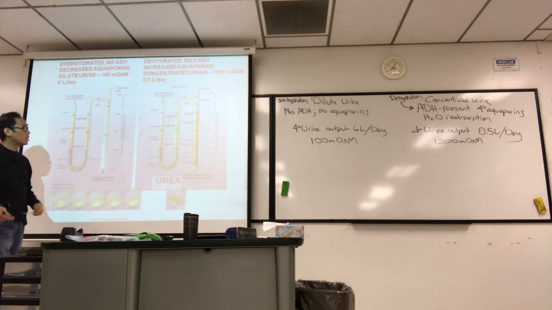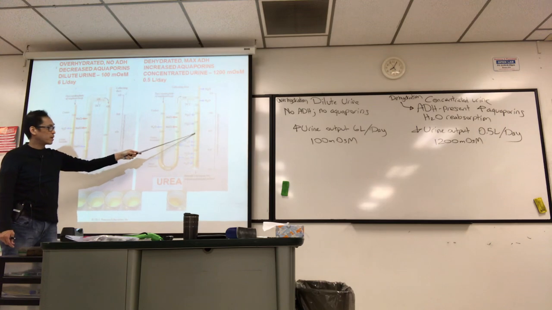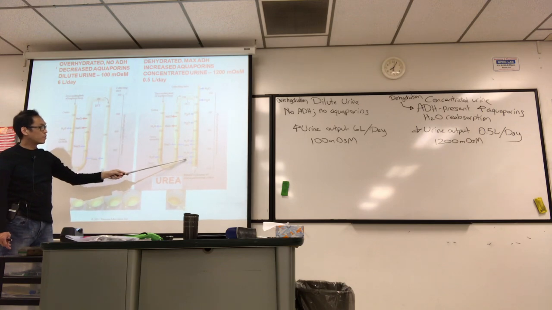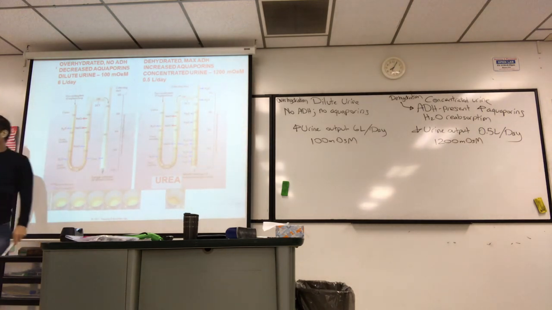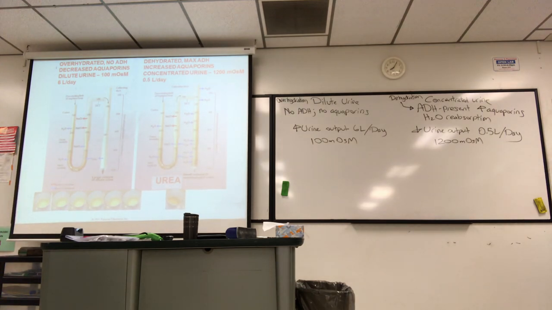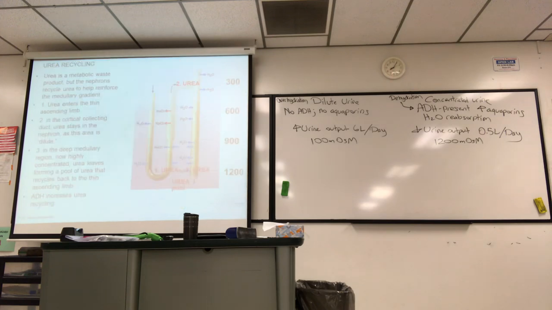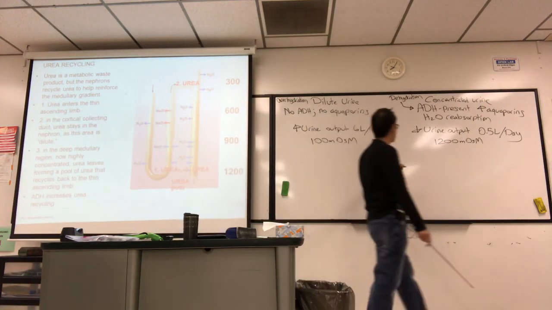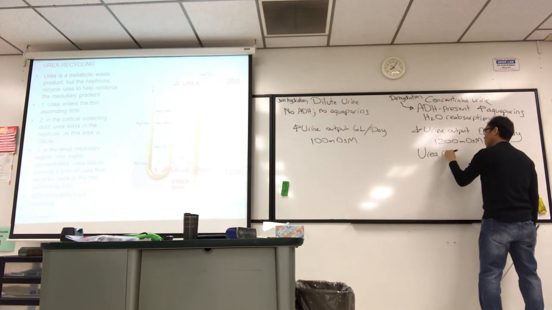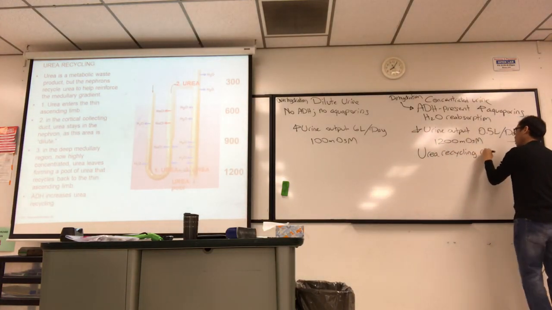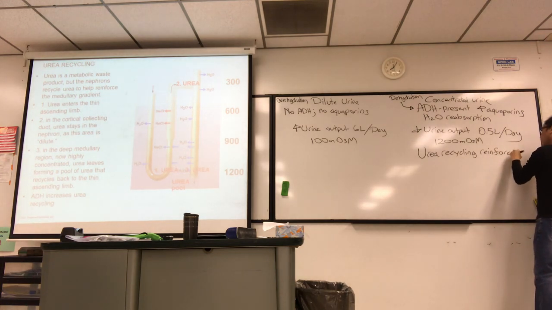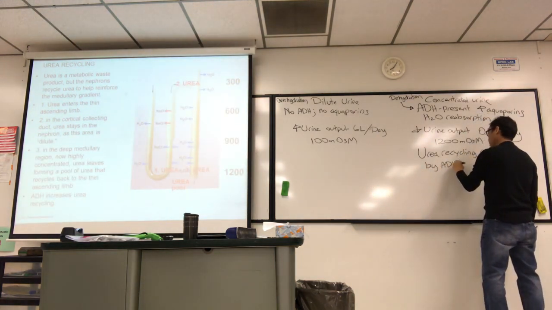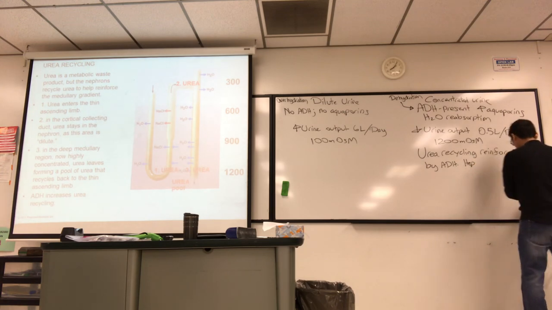However, if aquaporins are present, water leaves, and so you concentrate the filtrate on the way down, especially deeper. The deeper you go, the more water that leaves, especially because you have urea present. Urea is recycled in the medullary interstitial. I'll slide on that. But basically, for the formation of concentrated urine, urea recycling reinforced by ADH helps to concentrate urine further.